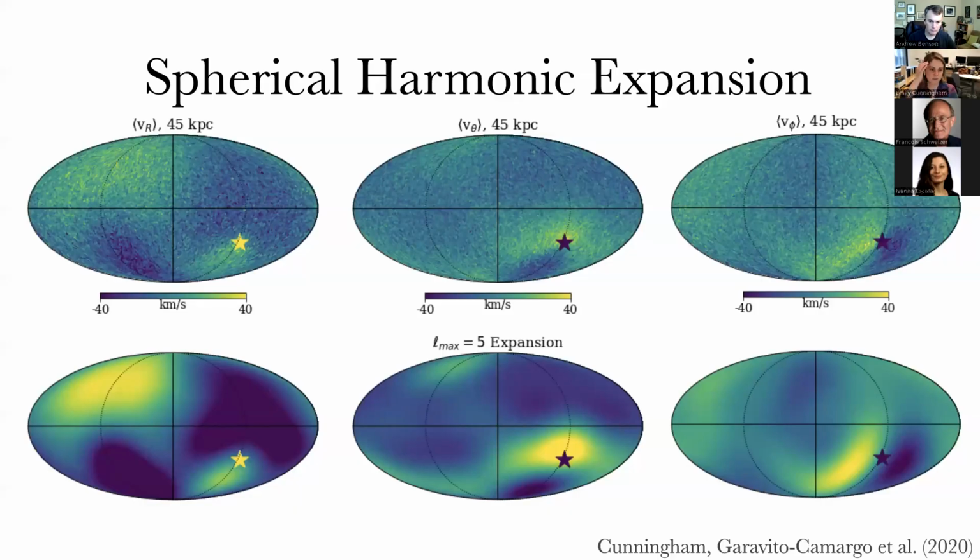So to show you how this works, first here I'm showing you velocity maps of a spherical shell from Nico's simulations, again, just a smooth Milky Way with the LMC interacting. This is a spherical shell centered on 45 kiloparsecs, where each pixel contains the mean velocity for that position in the sky. The position of the LMC here is shown by the star. And then I have radial velocity on the far left, polar velocity in the middle, so up and down in the spherical sense, and then rotational velocity on the far right.